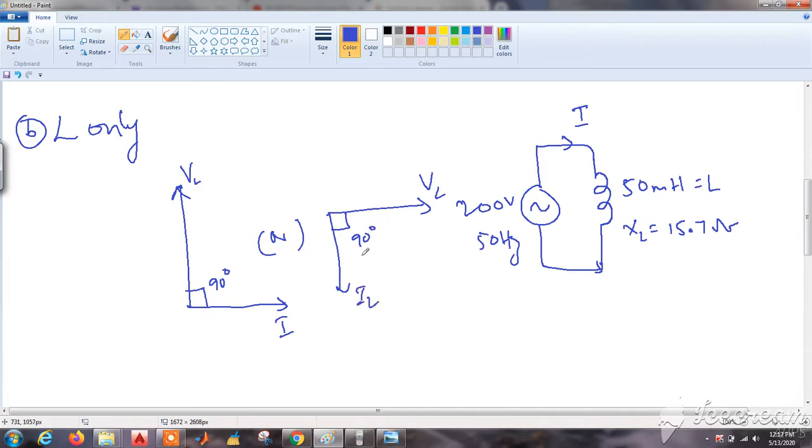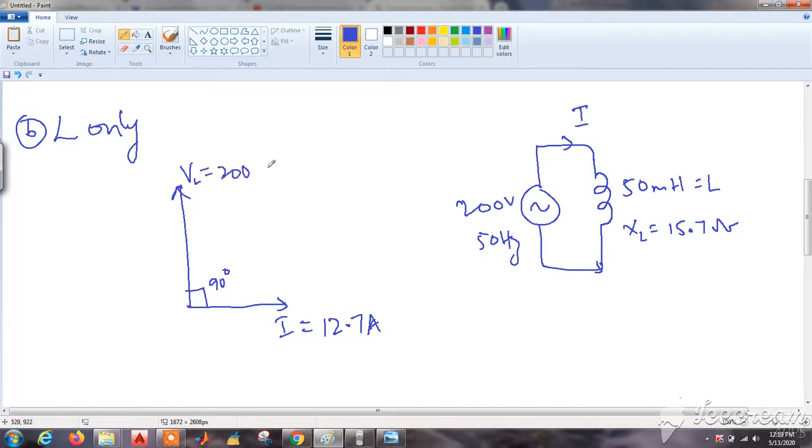This is a vector diagram, so you can draw in any way, but the angle between voltage and current must be such that current lags the voltage by 90 degrees in case of the inductor, only inductor. You can also mention their values, that is 12.7 amperes, the value of their magnitudes, and V is equal to 200 volts. Now let's move on to the case when only capacitor is present.